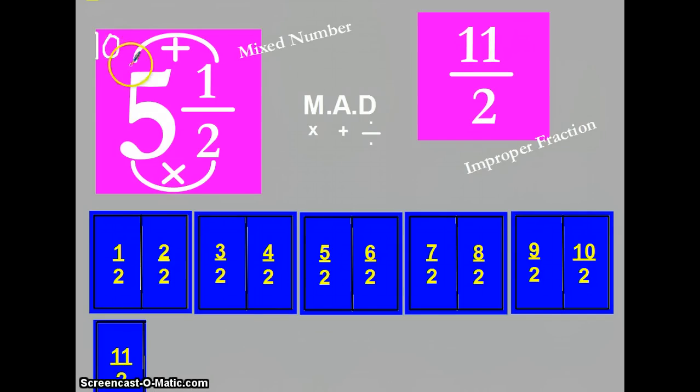And we're going to continue to work around it. We're going to take our product and add it to our numerator. 10 plus 1 will give us a sum of 11. That's how many half pieces we had. Now, to get our denominator, we can think of this as a division problem. We have divided all of our wholes into 2 pieces or halves, or we can think we're going to drag over our denominator from our mixed number. And we see our improper fraction is 11 halves. Let's practice on another mixed number.